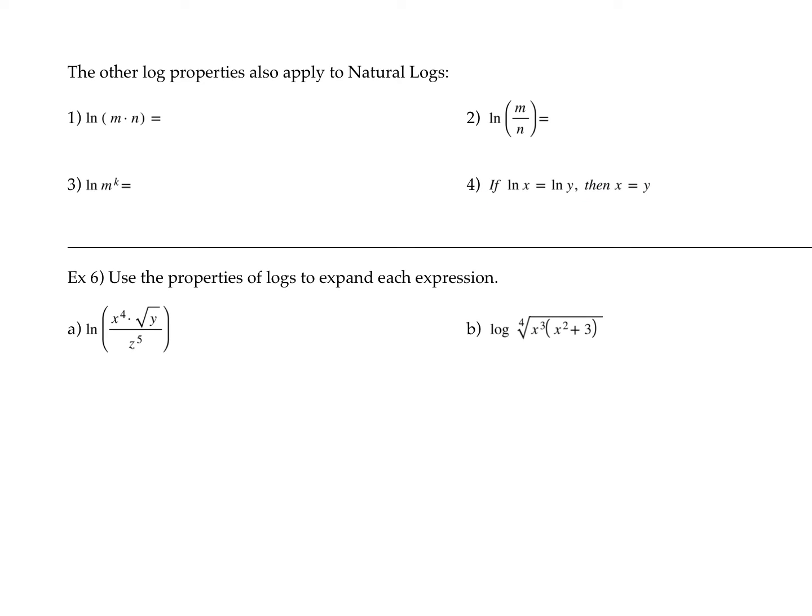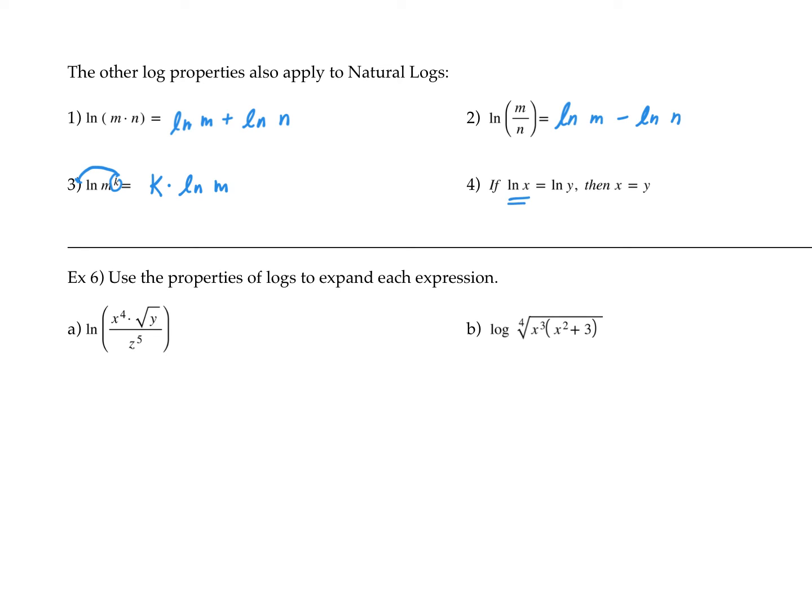So as I mentioned before, all the properties of logarithms that we learned before apply to our natural logs. So the natural log of m times n can be expanded using addition. So it would be the natural log of m plus the natural log of n. Division would become subtraction, so it would be the natural log of m minus the natural log of n. Anytime you have an exponent, it can be rewritten out in front, so this would be k times the natural log of m.